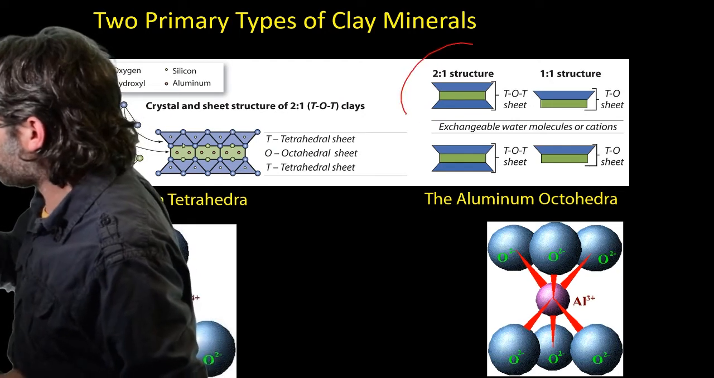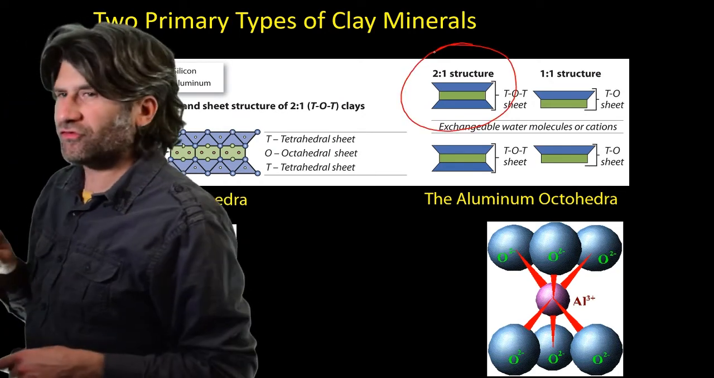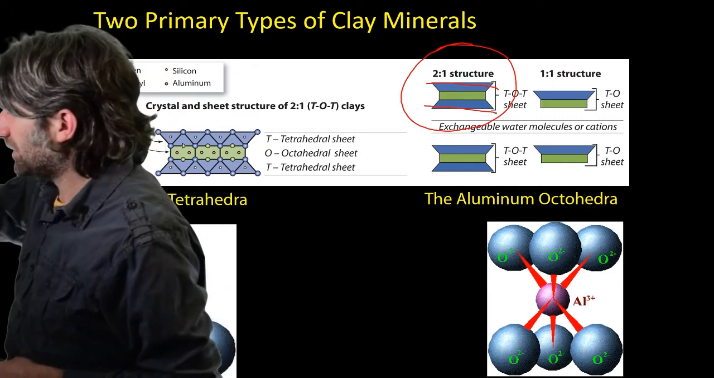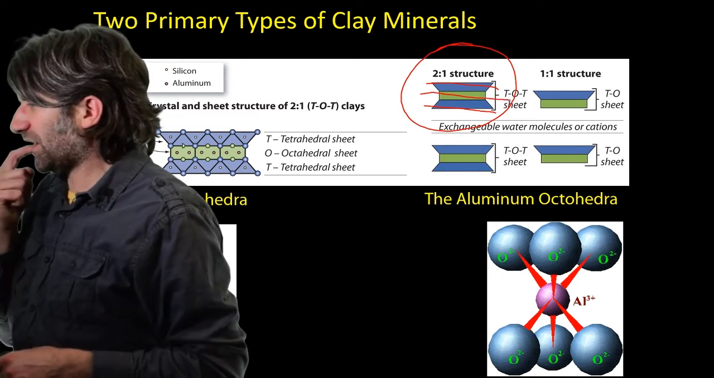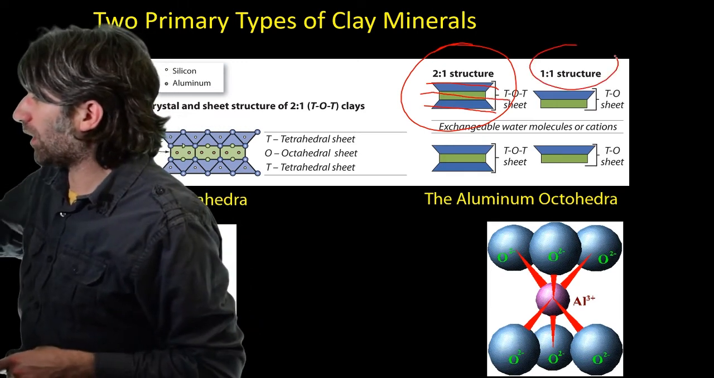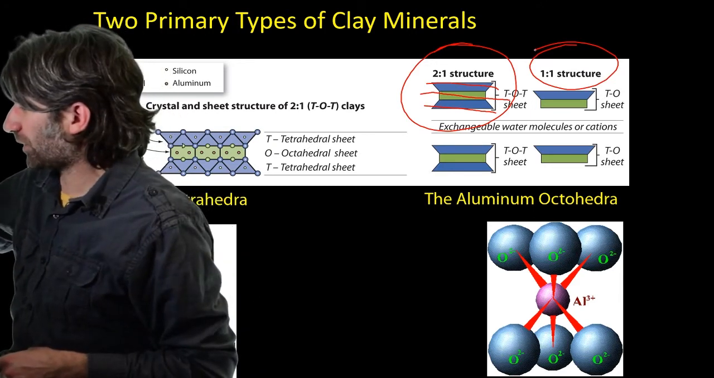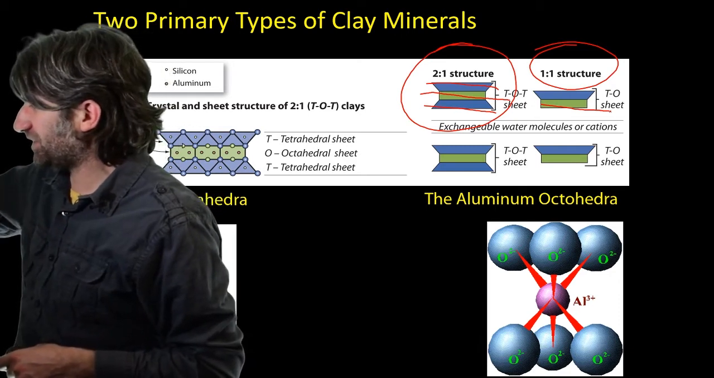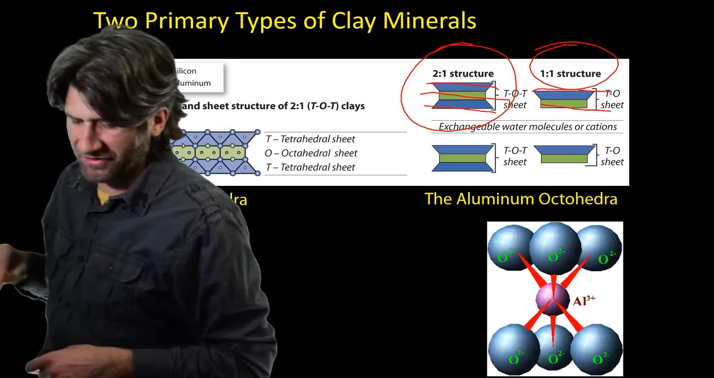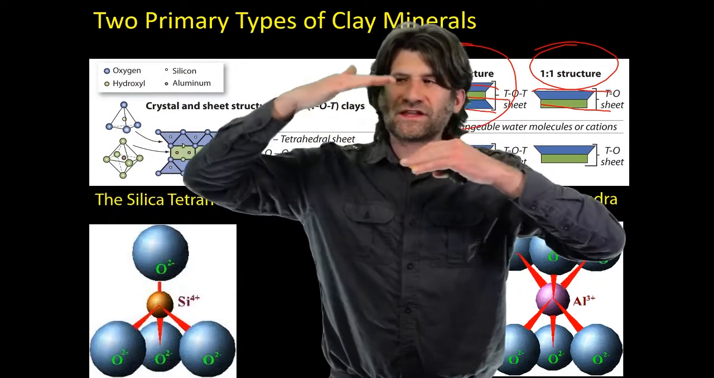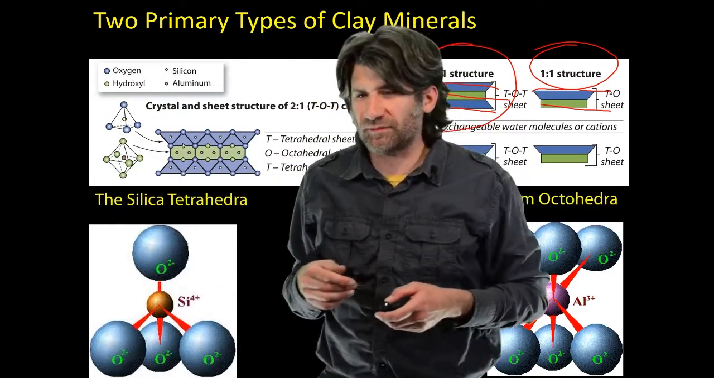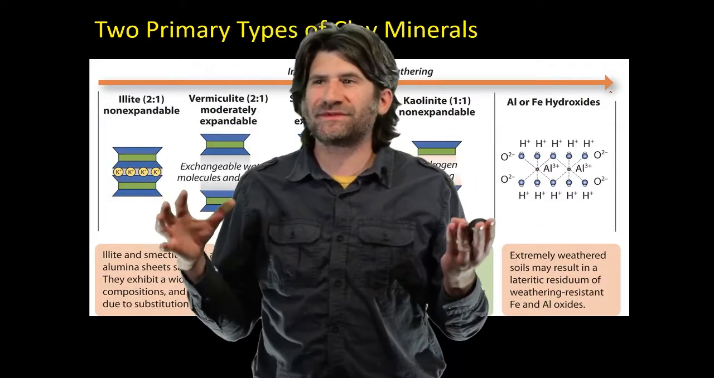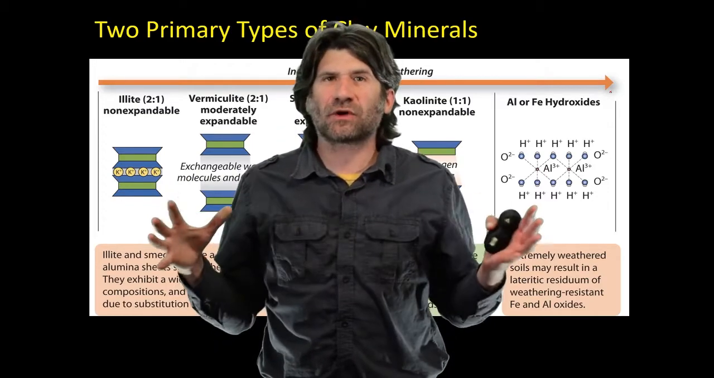So in a 2-1 structure, we have 2 layers of the silica tetrahedra and then 1 layer of the aluminum octahedra, versus a 1-1 structure. In a 1-1 structure, it's 1-to-1. So we get 1 aluminum octahedra sheet and then 1 silicon tetrahedron sheet. Essentially the ordering and the numbers of those sheets determine what types of clay minerals we have. And this is really, really important because it's going to essentially determine how much our clays can expand.